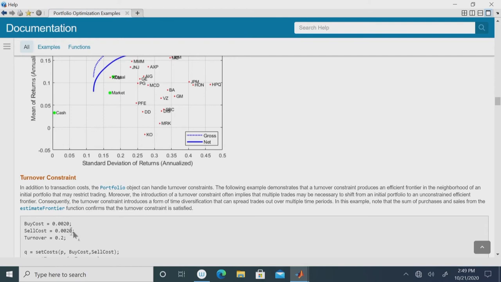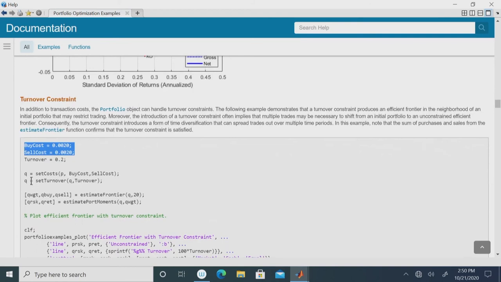So, accordingly, in addition to the cost of 0.0020 of buying and selling, that is 0.2% applicable in case of the cost, we set the turnover at 0.2 or 20%. So, accordingly, we set Q.